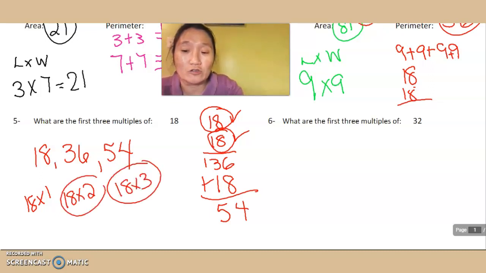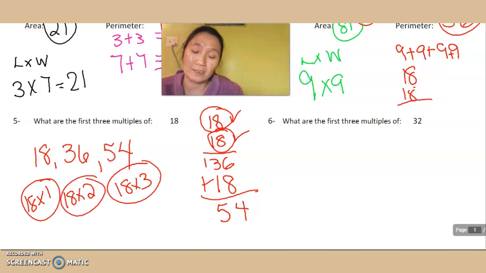Those are the answers to those. So 18 times 1 is 18. 18 times 2 is 36. 18 times 3 is going to be 54.